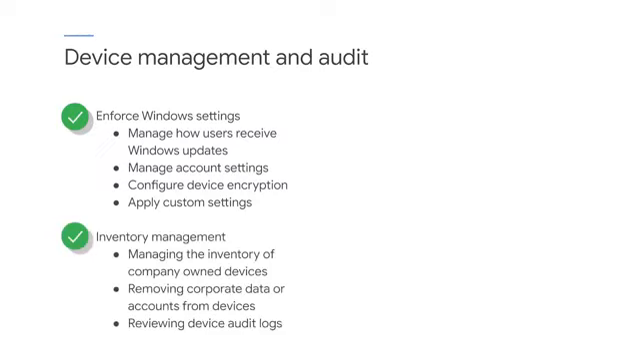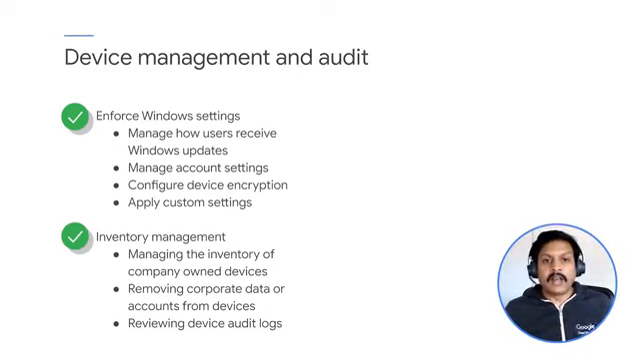The second type of admin activity is inventory management. This includes the following. Manage the inventory of your devices. As an administrator, you can keep an inventory of the devices your company owns to track details such as device type and who it's assigned to. You'll be able to see device hardware and OS information, last sync time, and other device details.